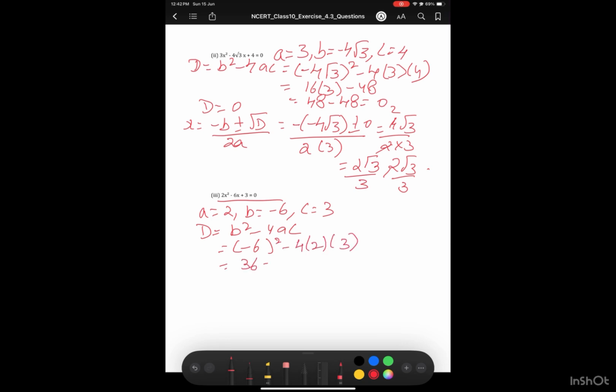So 6 square minus 6 square is 36, 4 2s are 8, 8 3s are 24. 36 minus 24 is 12, which is greater than 0. So I'll have two real distinct roots which are going to exist.